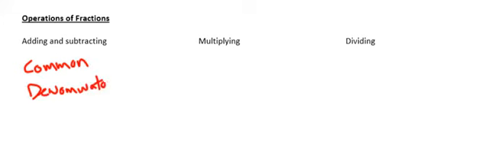Operations of fractions, adding and subtracting. When we add and subtract, we need to get a common denominator. When we do multiplying, we want to multiply across the top. Do not cross multiply. And then multiply across the bottom.